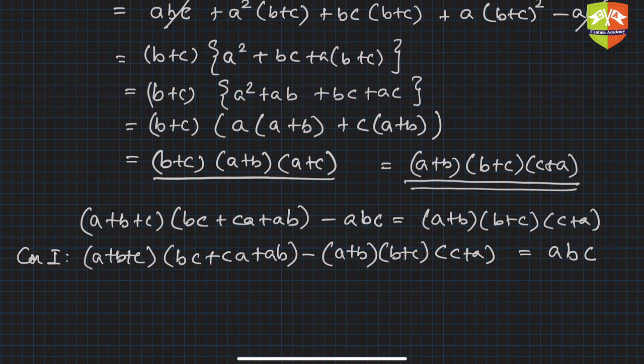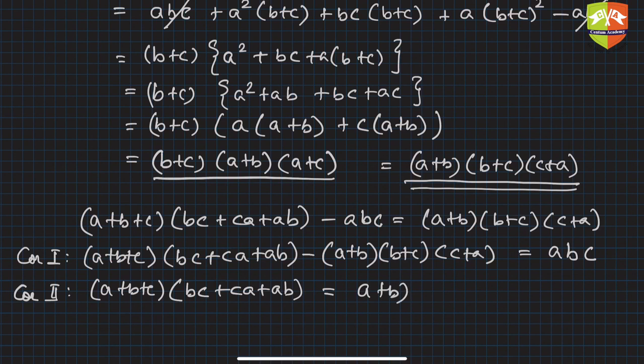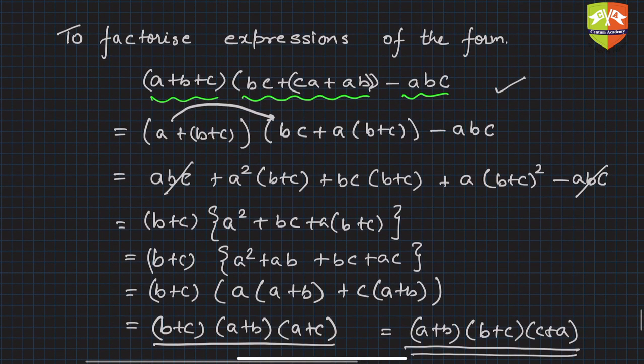And the other way we can write, corollary number two, is (a + b + c)(bc + ca + ab) is equal to (a + b)(b + c)(c + a) + abc, correct? These are the two corollaries related to this particular expression. So now you know how to factorize these kinds of expressions.